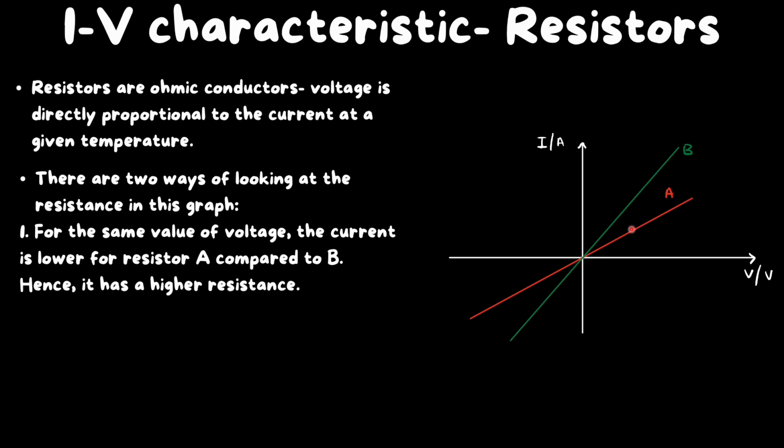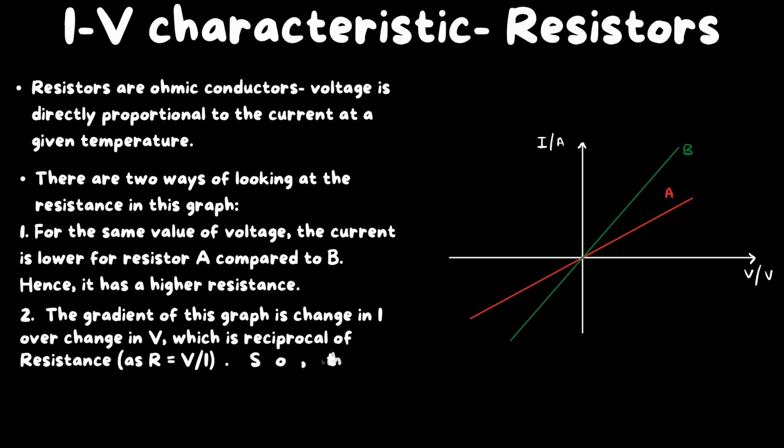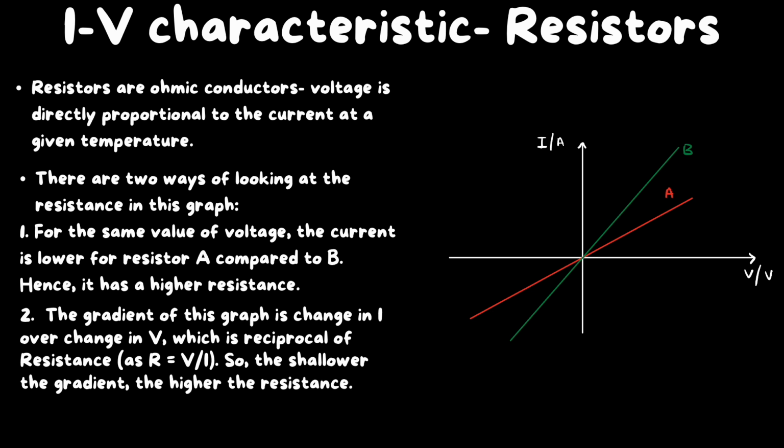If we check this out, over here, for a given value of voltage, the current is much lower for resistor A compared to resistor B. Now, the second way of looking at it is a slightly mathematical approach. The gradient of this graph is change in I over change in V, which is the reciprocal of resistance, as R is equal to V over I. So the shallower the gradient, the higher the resistance.